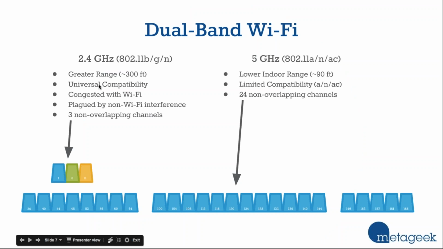And speaking of channels, let's talk about the differences between 2.4 and 5 gigahertz for just a moment. Perhaps the greatest, the most well-known thing about the 2.4 gigahertz band is that it has a range advantage. It's got a much greater range than the 5 gigahertz band.